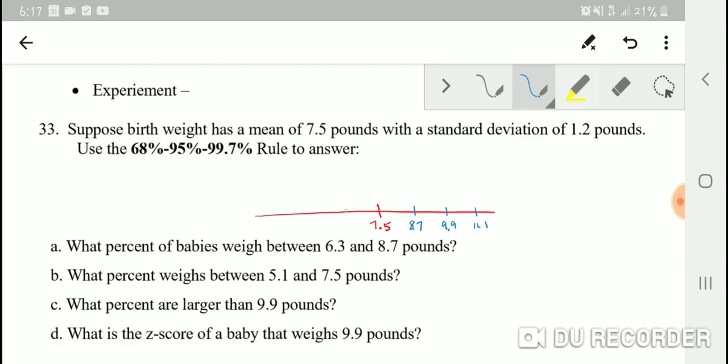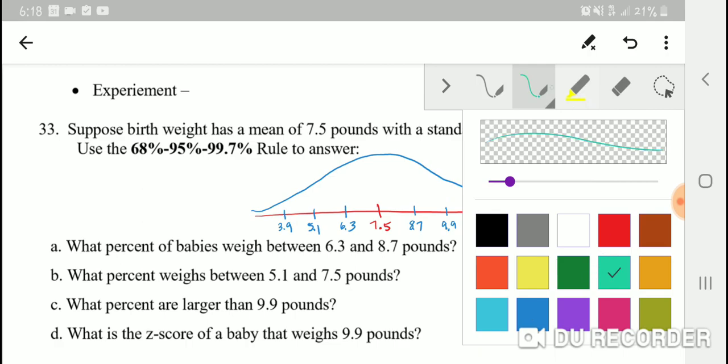And then I do the same thing on the other side, but now I subtract. So 7.5 minus 1.2 would be 6.3. Subtract another 1.2, which would be 5.1. Subtract another 1.2, which would be 3.9. And that gives me my standard bell curve, something like that. Could be a little bit better drawn, but it's hard to do on the screen, so I apologize.